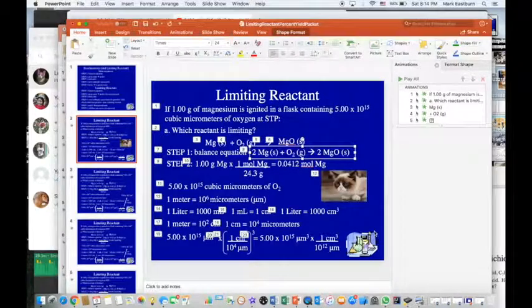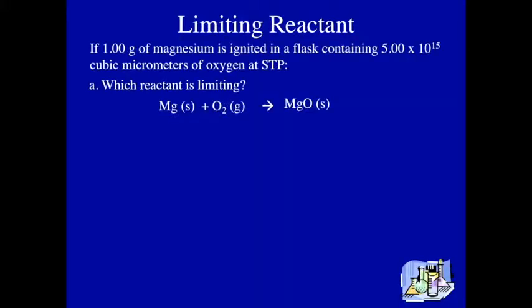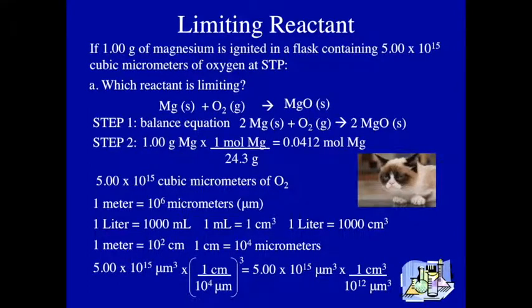I need to get that onto the panel here. And let me get this tiny bit back. Okay, so now our units will cancel out as we would expect them to. So 5 times 10 to the 15th micrometers cubed, they're going to cancel out. My answer is going to be in centimeters cubed.